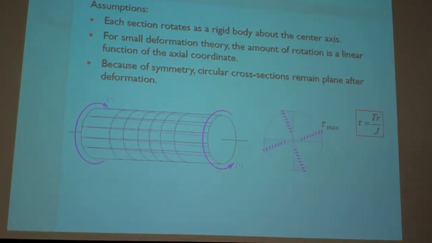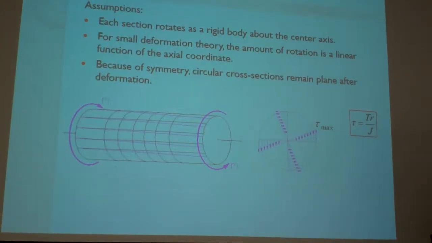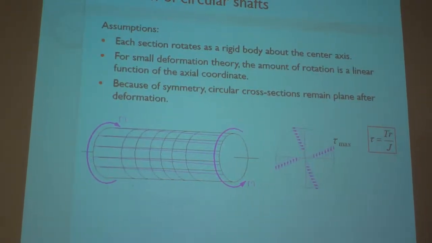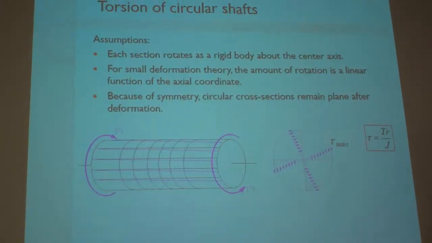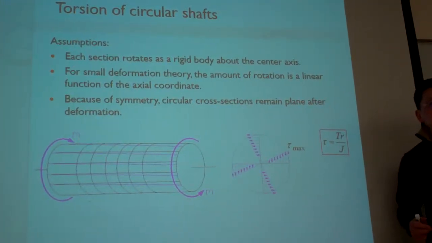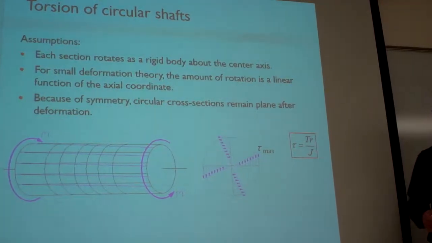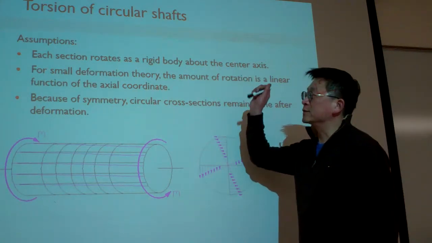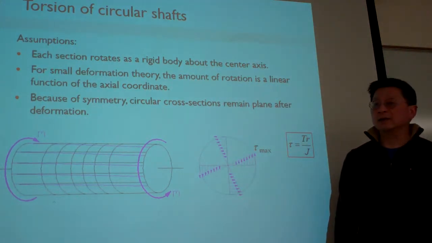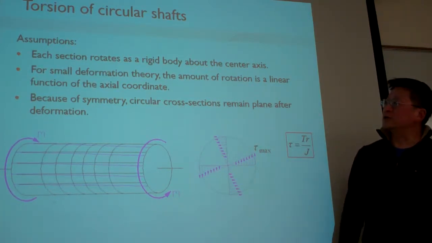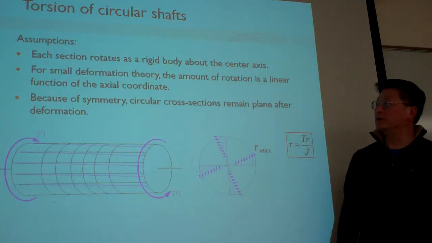Before we proceed, we are going to make three important assumptions, and those assumptions will allow us to derive closed form solutions. The first assumption is very strong: each cross section, once deformed, undergoes a rigid body rotation about the center axis.